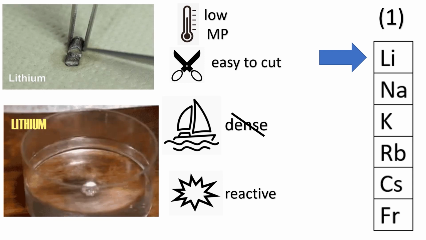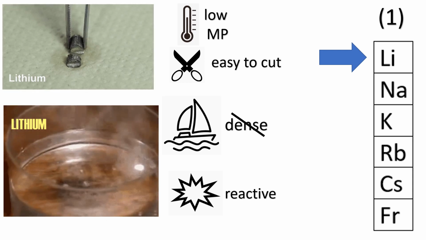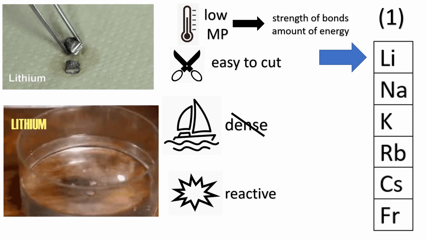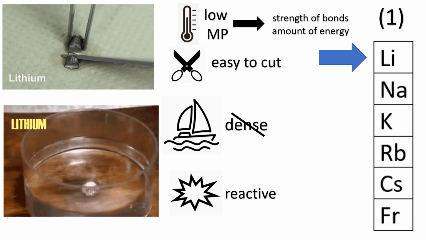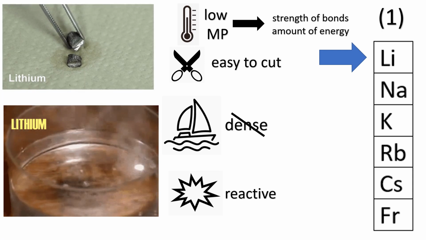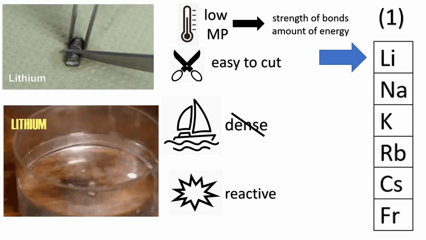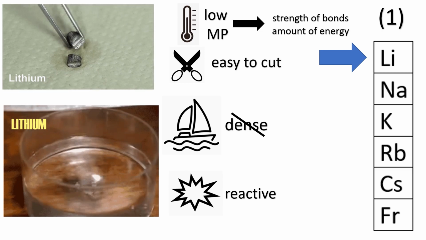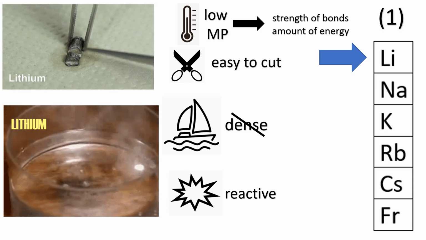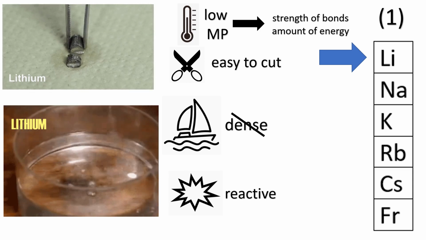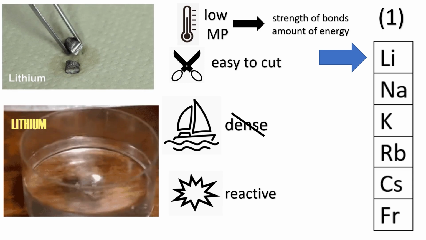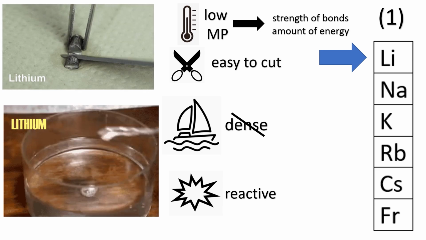Now, you could then take that a bit further, couldn't you, and say, well, what does that tell you about lithium? Well, you could talk about the strength of the bonds. If it's got a low melting point, it must have quite weak bonds, and therefore the amount of energy needed to break those bonds would be quite low. So low melting point, weaker bonds, not much energy needed to break them.